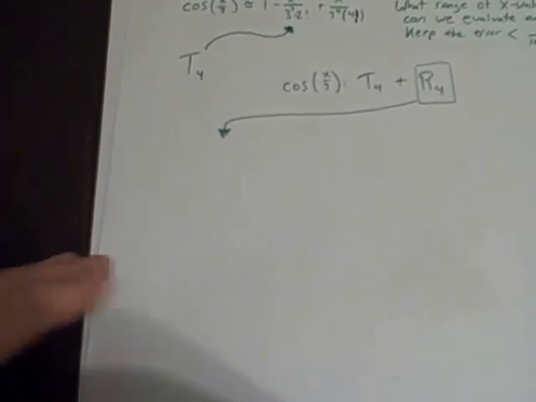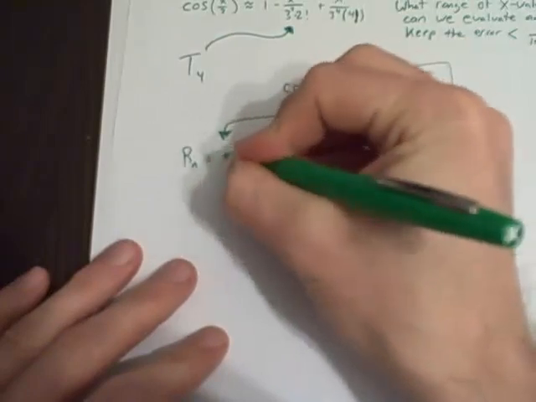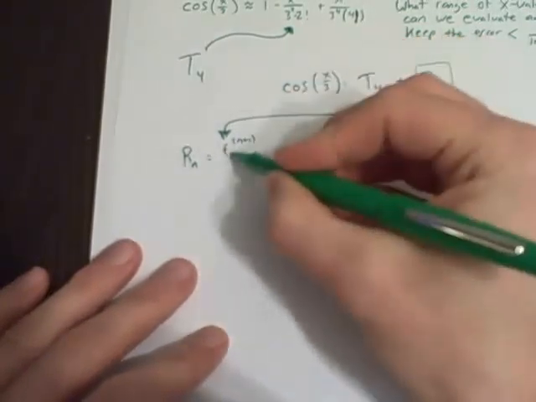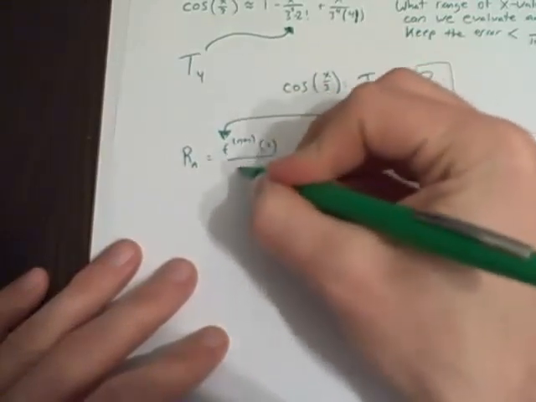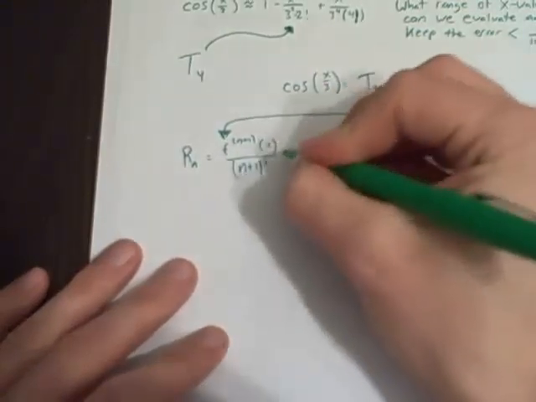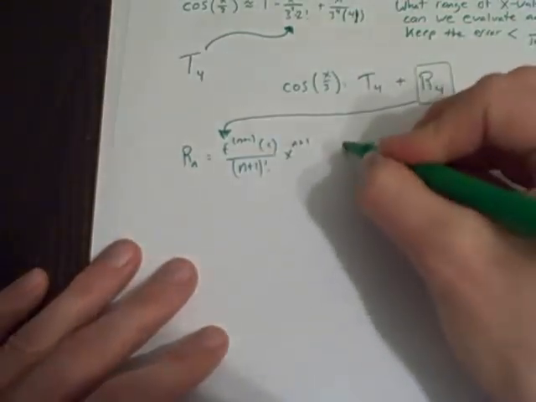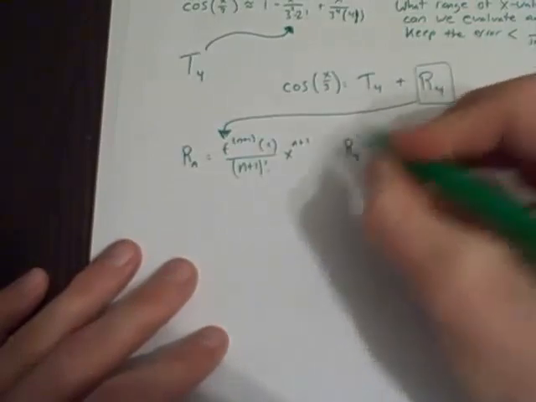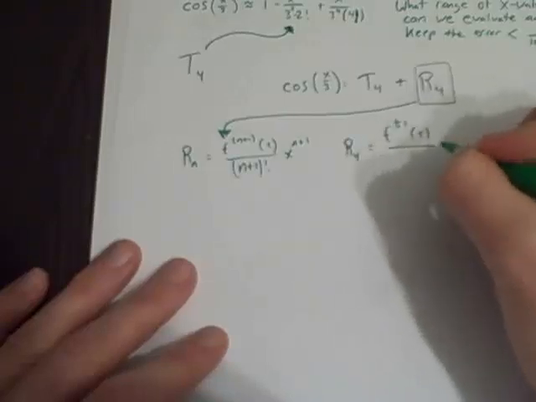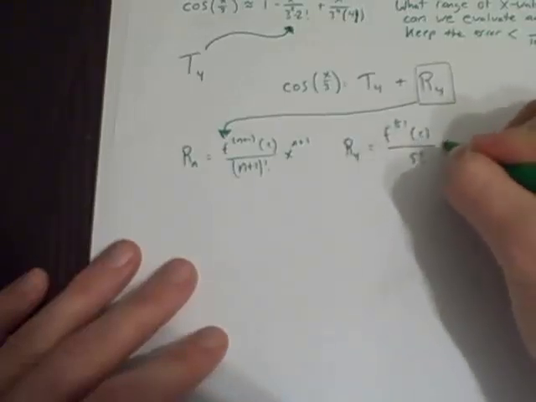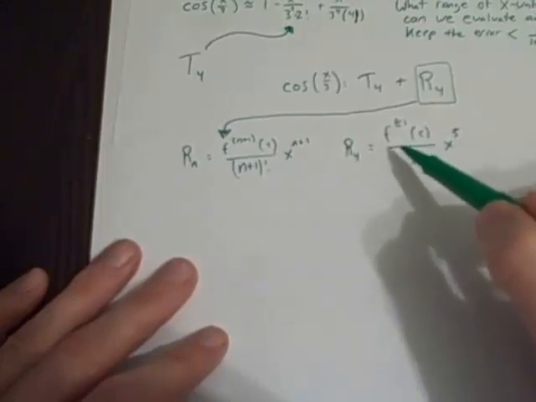All right, so we know that in general, r sub n equals the n plus first derivative of the function evaluated at c divided by the n plus 1 factorial times x to the n plus 1. Okay, so for our example, we've got r sub 4. That means we will have the fifth derivative of the function evaluated at c divided by 5 factorial times x to the fifth.